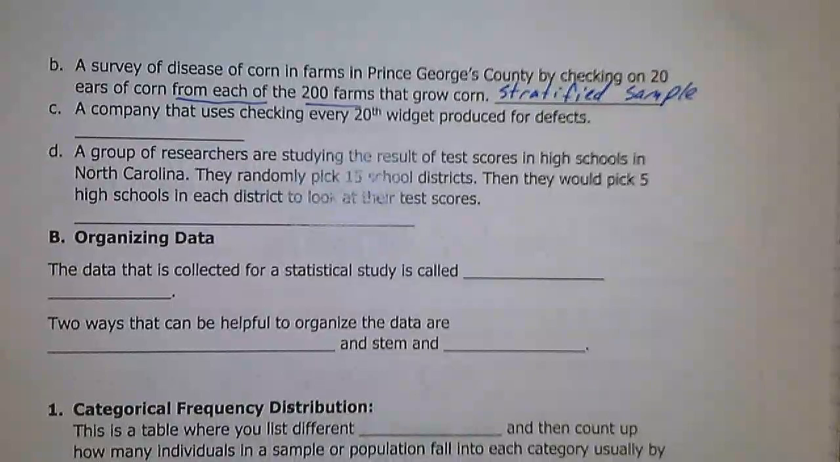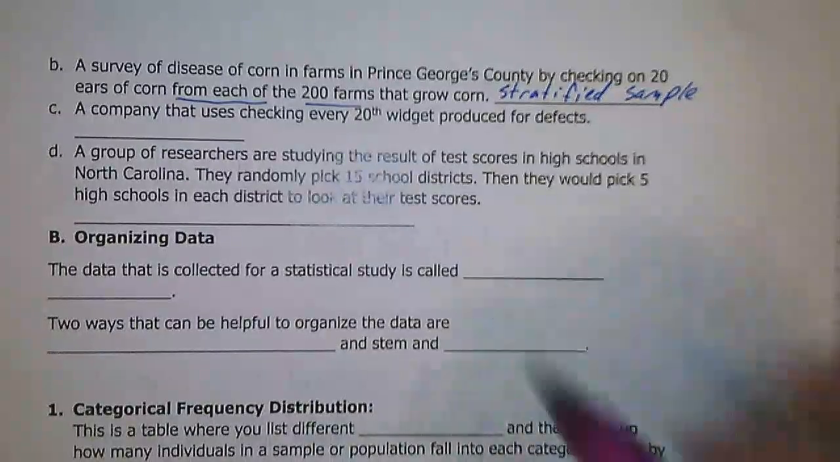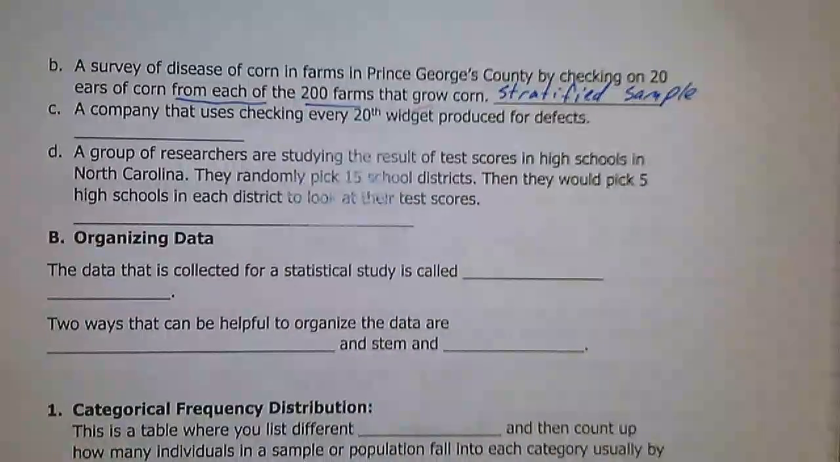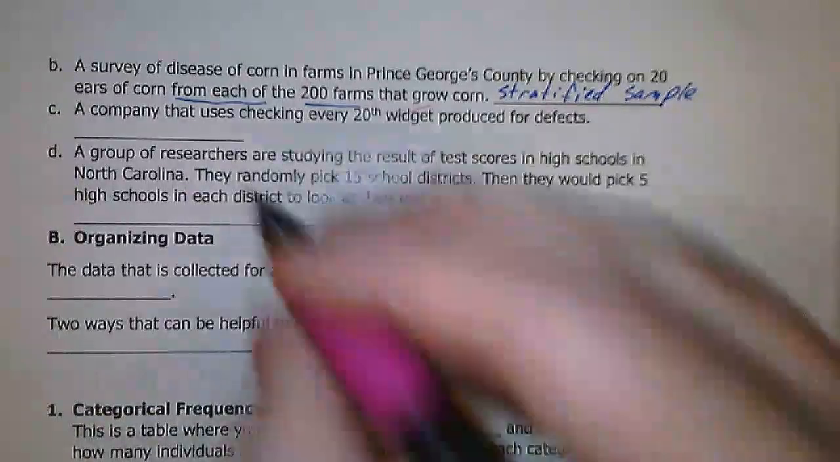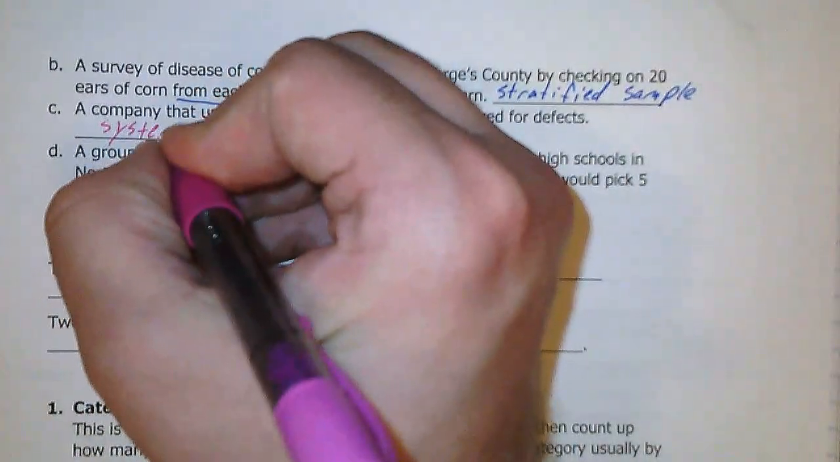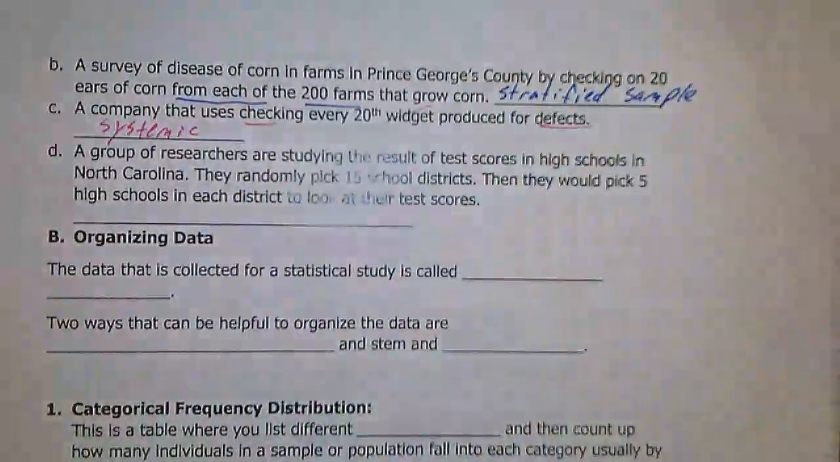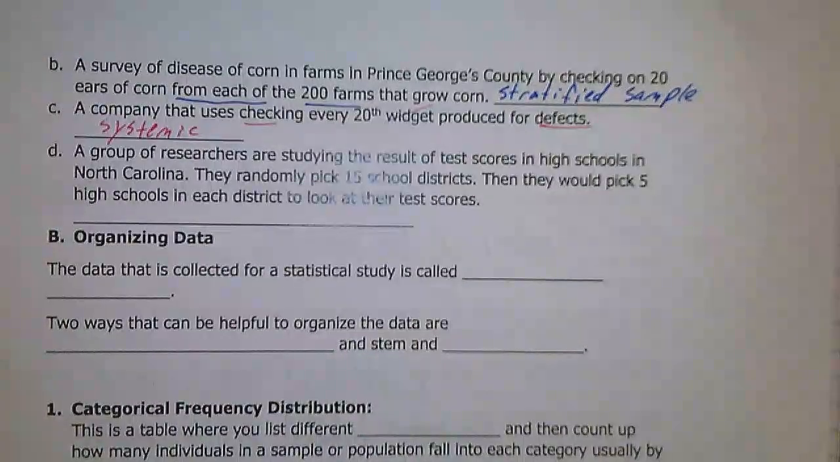Next, we have a company that uses checking every 20th widget produced for defects. So, widget is just like an item. So any item here. So again, a company that checks every 20th item for defects, that is our systemic. Anytime we're checking for defects, that's usually describing something like in a factory where you do quality control.